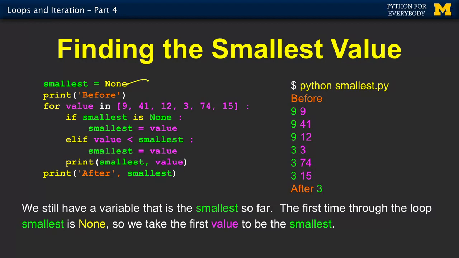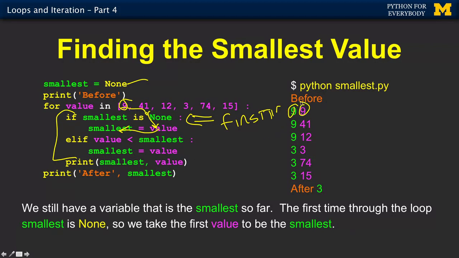You start with smallest equals None, and then in the code, we have a little bit more intelligence. If smallest is None, this means that it's the first time. If the smallest is None, smallest is value. So 9 is coming in here. And so if the smallest that we've seen so far is empty, we have seen nothing, then we'll grab the first one as the smallest one. So our 9 becomes the smallest one.